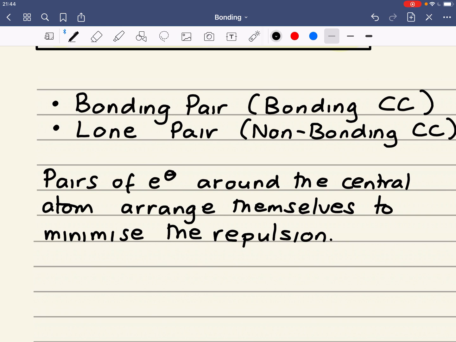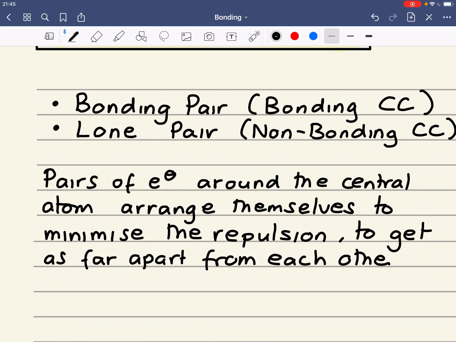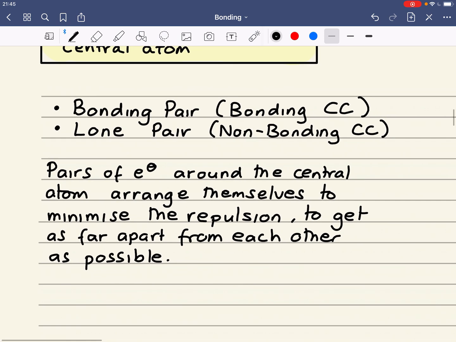So the pairs of electrons around the central atom arrange themselves to minimise the repulsion, and that is to get as far apart from each other as possible. Now that statement is quite important because it is quite a common answer in some questions. So we do need to understand why molecules have a certain shape, because they're arranging themselves around a central atom to minimise the repulsion and therefore to get as far apart from each other as possible.